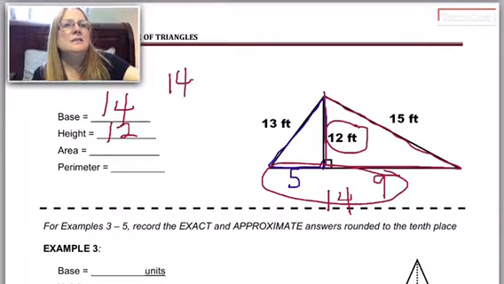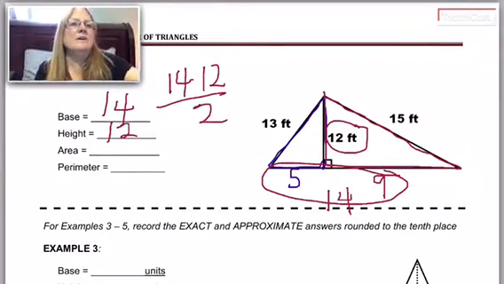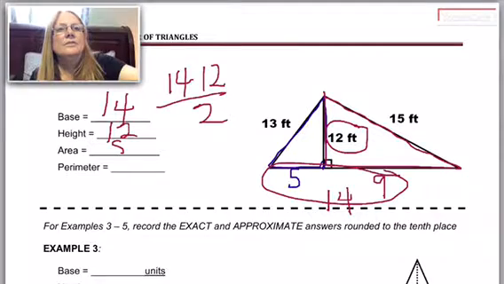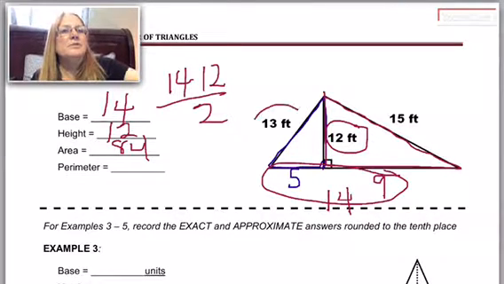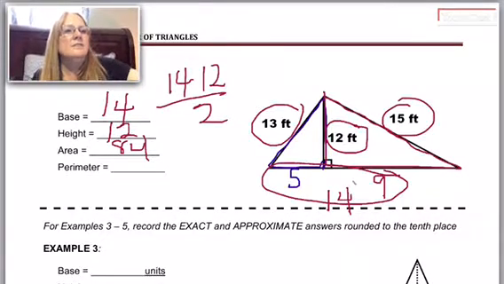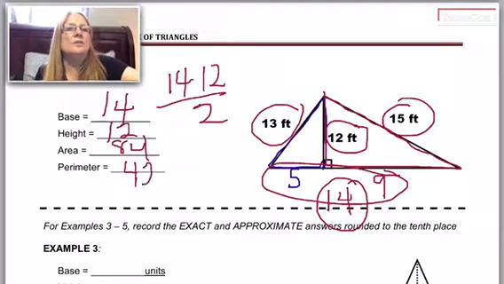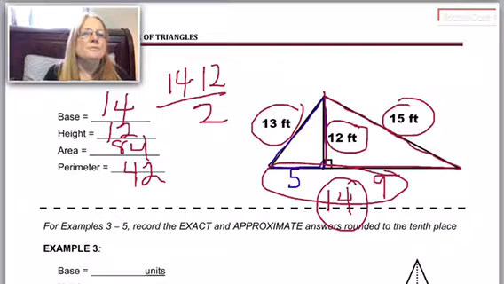So 14 times 12 divided by 2. 14 times 6 is 84. And then the perimeter, we're just going to add 13, 15, and 14. I think it's 42.